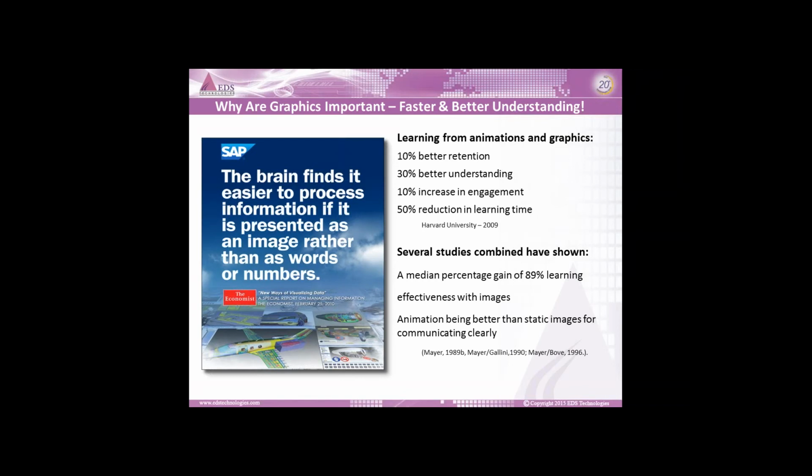For the simple reason that the brain finds it very easy to process information if it is presented as an image. When I say an image, it is the 3D represented data that is generated from your design department, because around 90% of the actual data is coming from your engineering department.